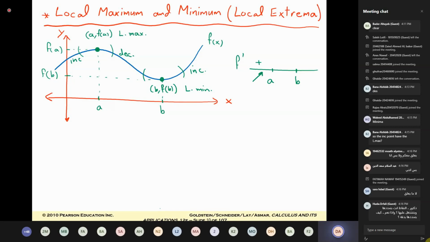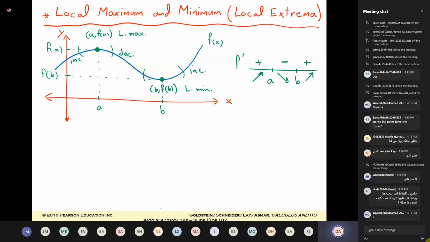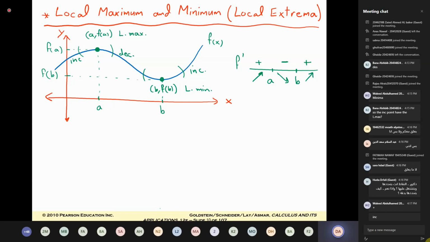The right of point A and f(A), this is decreasing, so f prime is negative. Also B, the right of B, we have increasing, so positive. Look at this direction. Around A, we have increasing, so the direction is up, up to reach the point A.